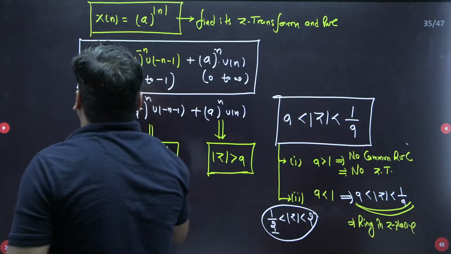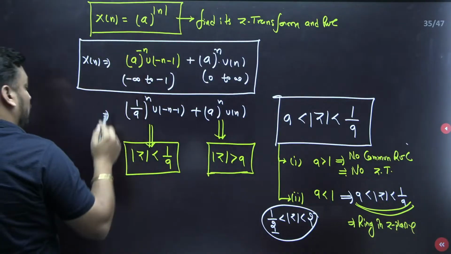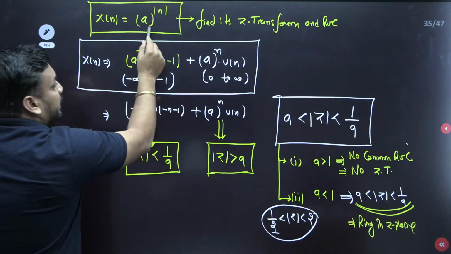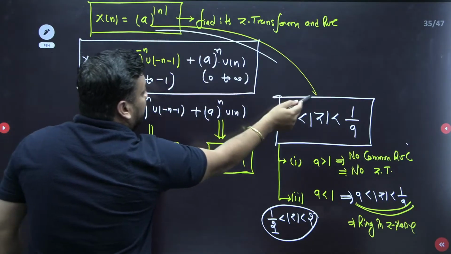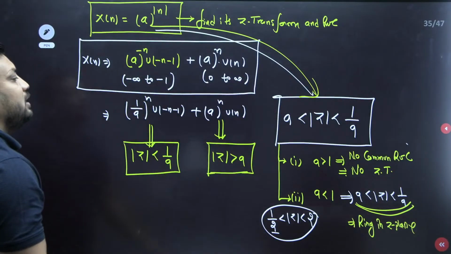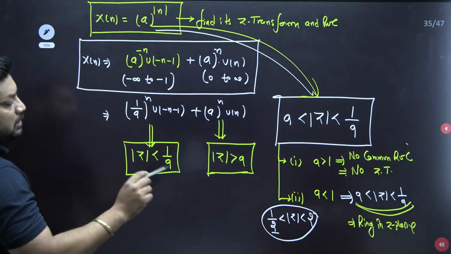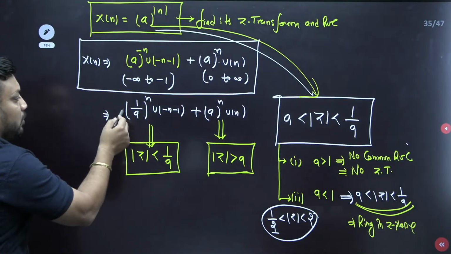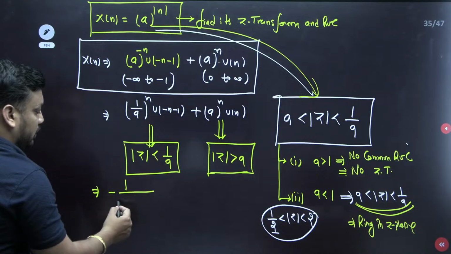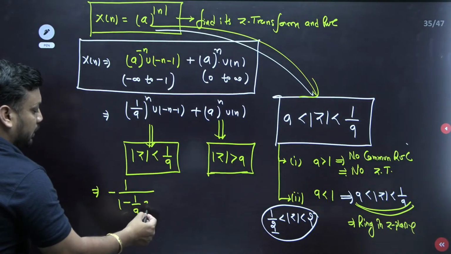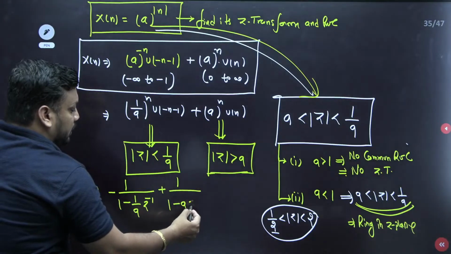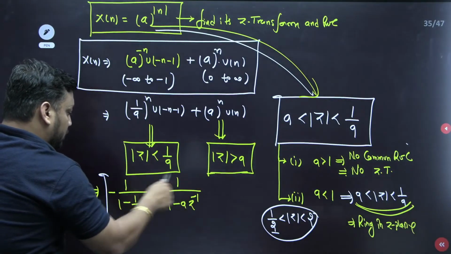So always remember, whenever an a to the power mod of n term comes, its ROC will always be mod of z greater than a and less than 1 by a, and it is only possible if a is less than 1. And for the z transform, because of the minus sign here, we write minus 1 upon 1 minus 1 by a z inverse, plus 1 upon 1 minus a z inverse. This is your final z transform.